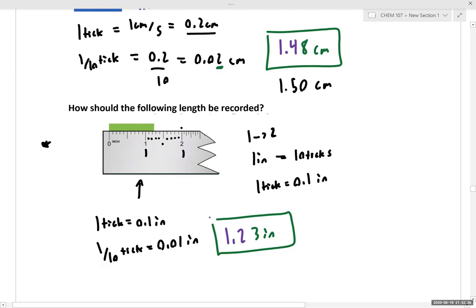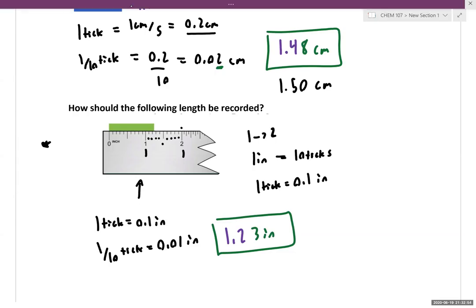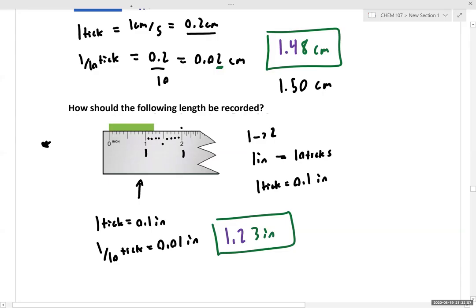So I got 1.24. Would that be correct as well? Yes, that's more than okay. There's always going to be variations in your estimated digit. Does that make sense? Yes, thank you. Perfect. Get the from 0.1 to 0.01 again. So if we take 0.1 and divide it by 10, that gives us 0.01. Gotcha. Thank you. Perfect.